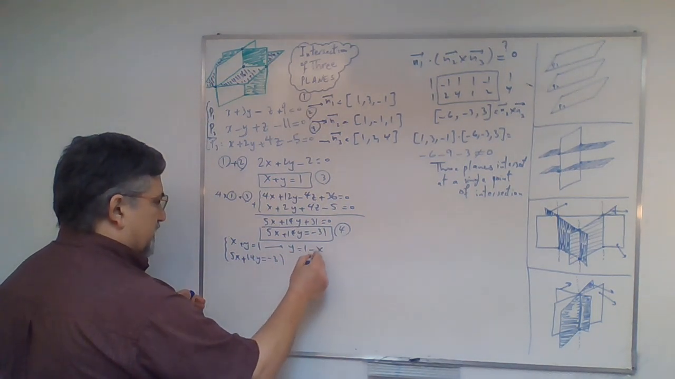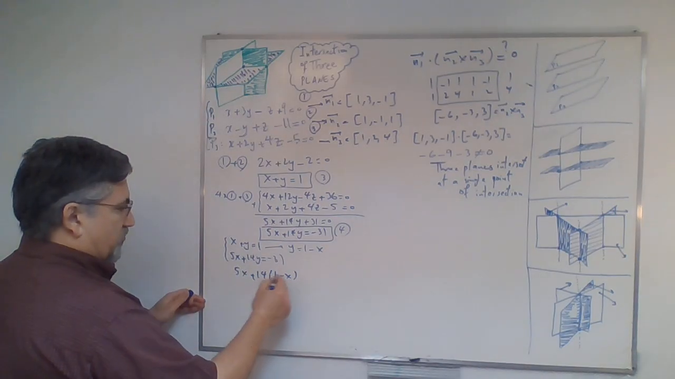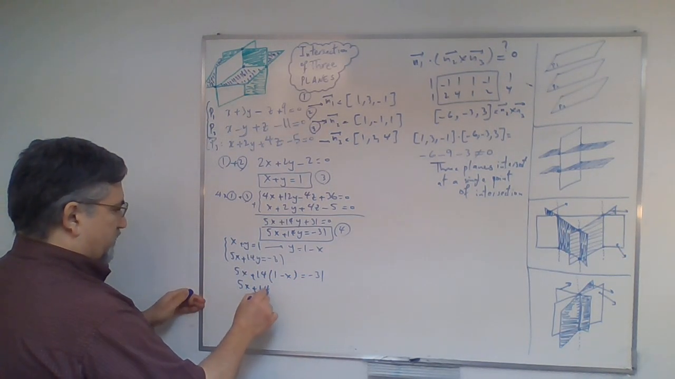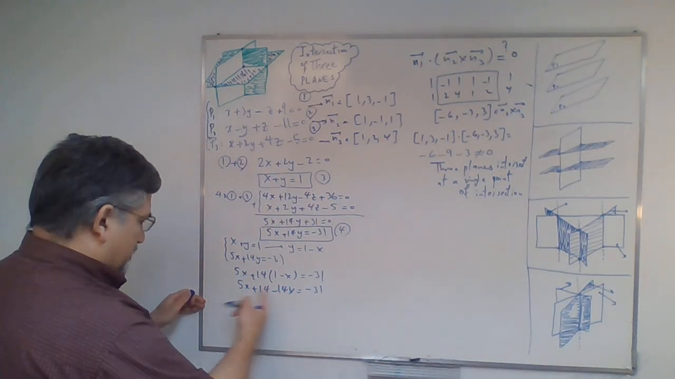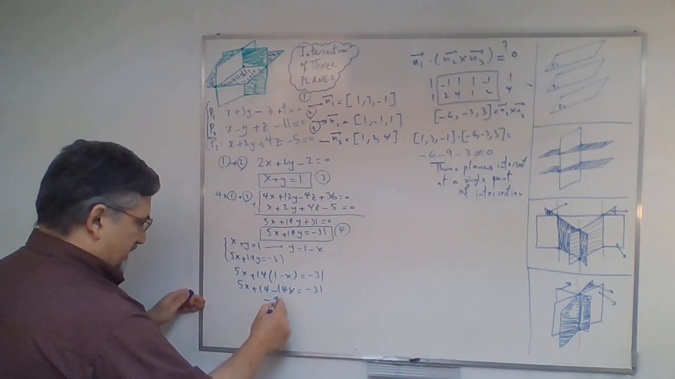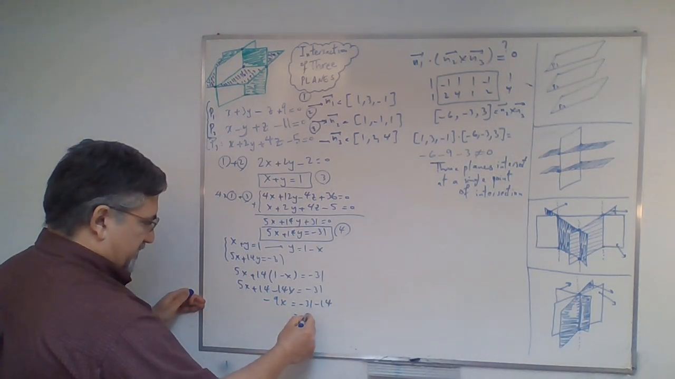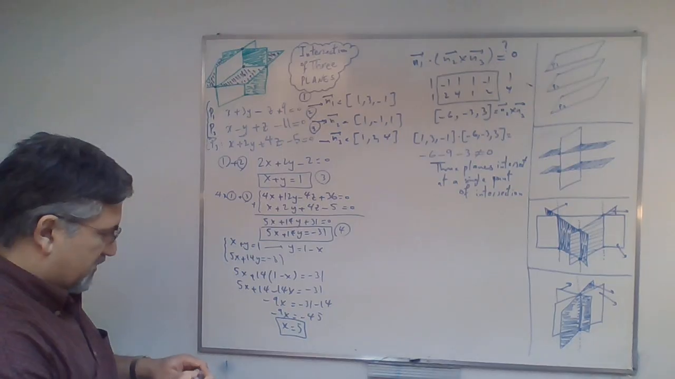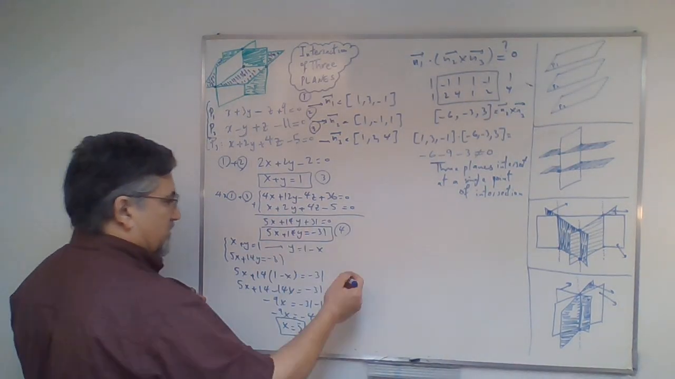So y is 1 minus x. So 5x plus 14, instead of y, I substitute 1 minus x. You learned this in grade 10 math. So 5x plus 14 minus 14x equals negative 31. So do the math. 5x minus 14x is negative 9x. And negative 31 minus 14, so that would be negative 45. And the x would be 5, because 5 times 9 is 45. So I found x.